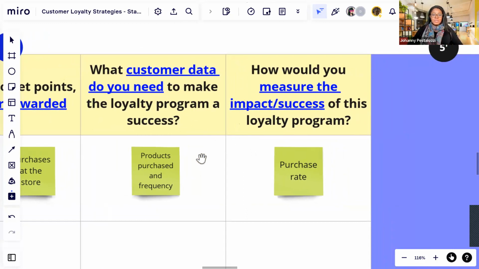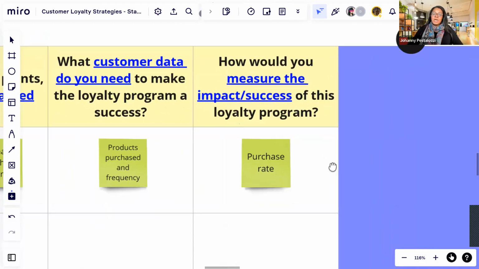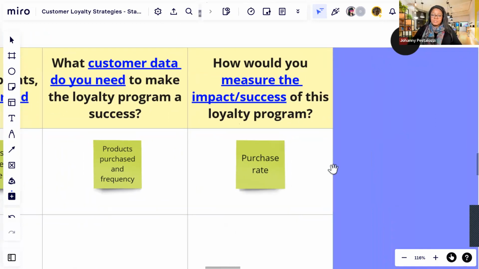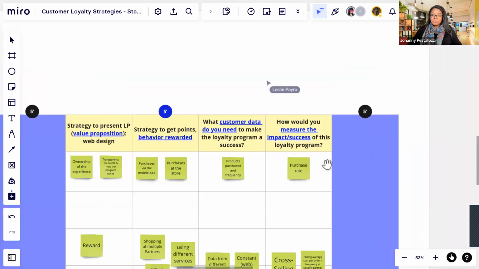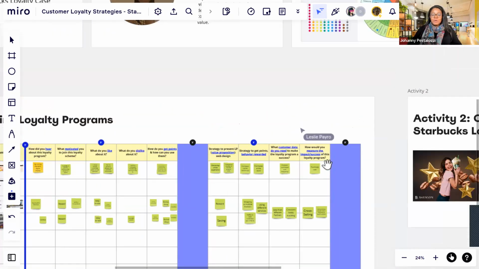And the customer data you need is products purchased and the frequency. And what you would need to measure the success of this is a purchase rate. So how much and what products you purchased at the specific time. So this is more or less an overview.